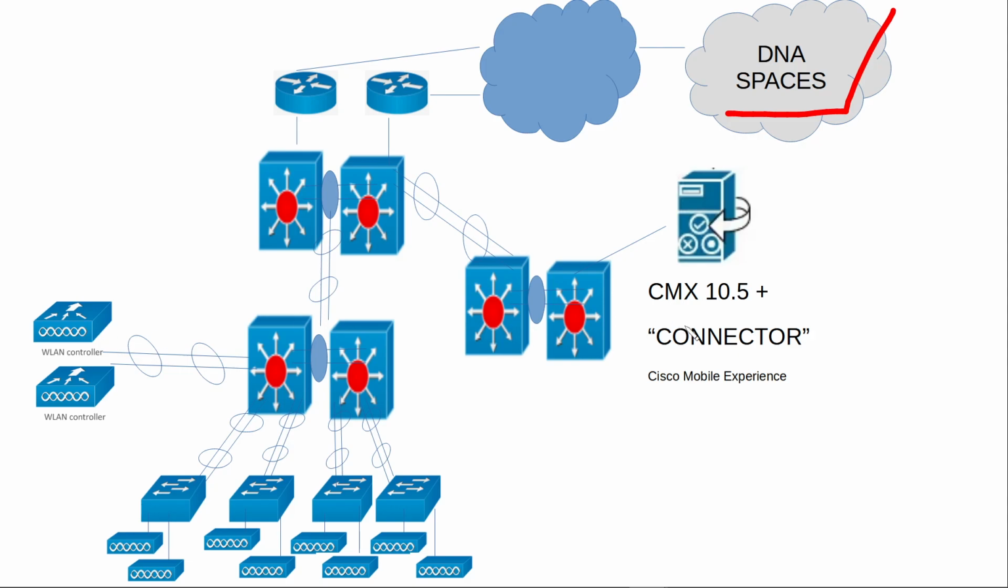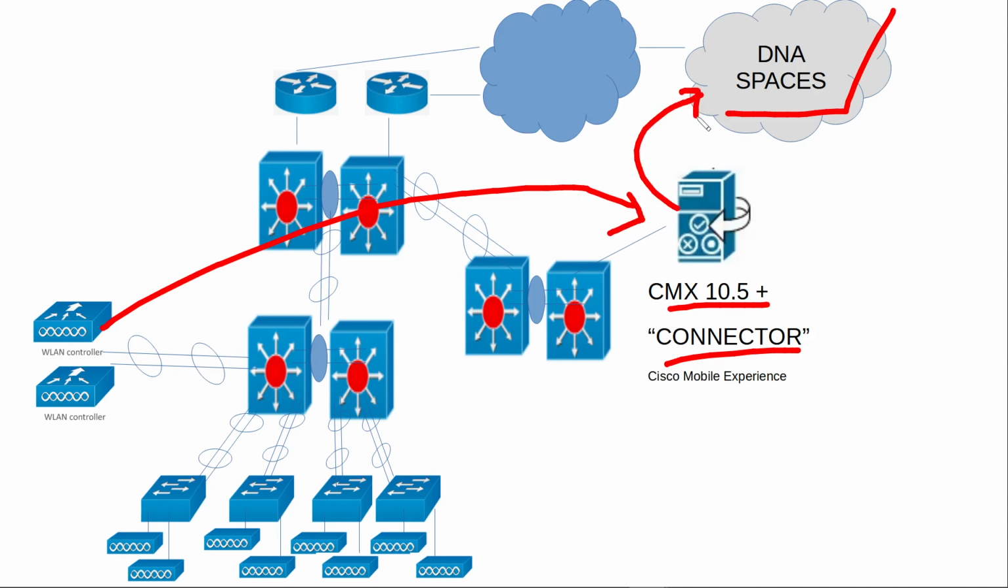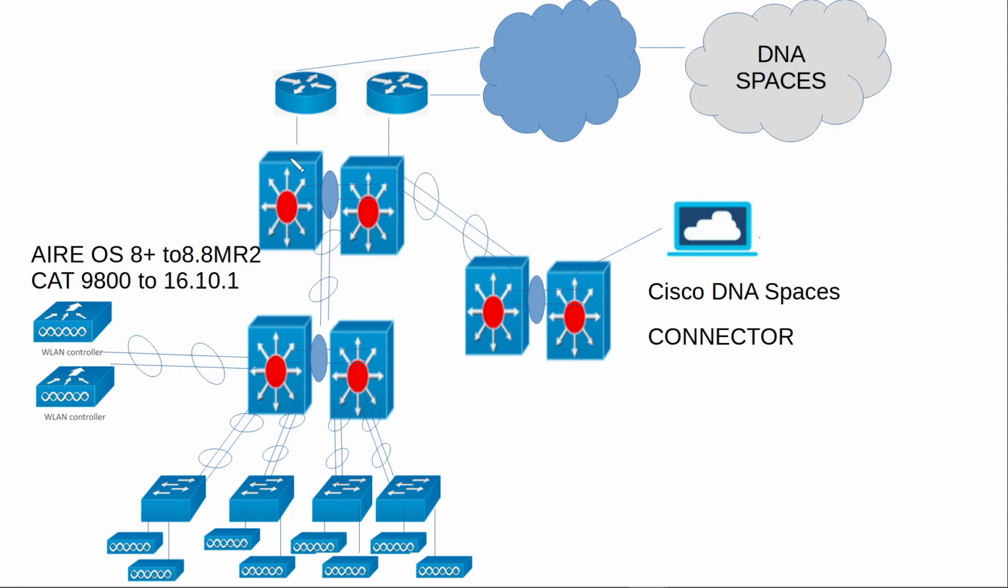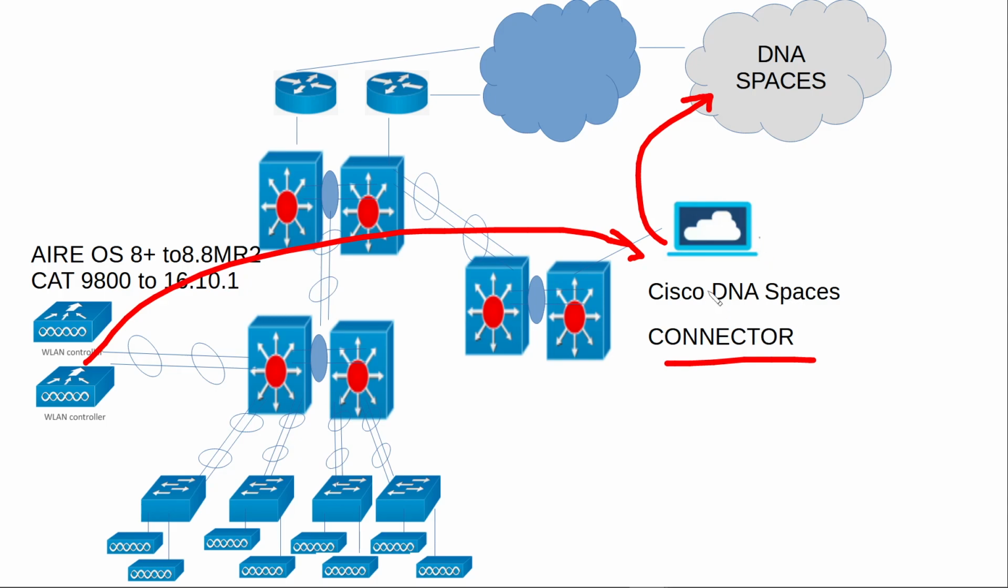For all controllers, you will need a connector. For this, you can leverage a CMX that has version 10.5 or superior to have your wireless LAN controller send information to this connector, and then this connector will forward this information to Cisco DNA Spaces using the Network Mobility Service Protocol. If you have a better version of your wireless LAN controller, you can use a Cisco DNA Spaces connector, which runs as a virtual machine, and this connector will forward the traffic that comes from the wireless LAN controller to Cisco DNA Spaces using the Network Mobility Service Protocol.